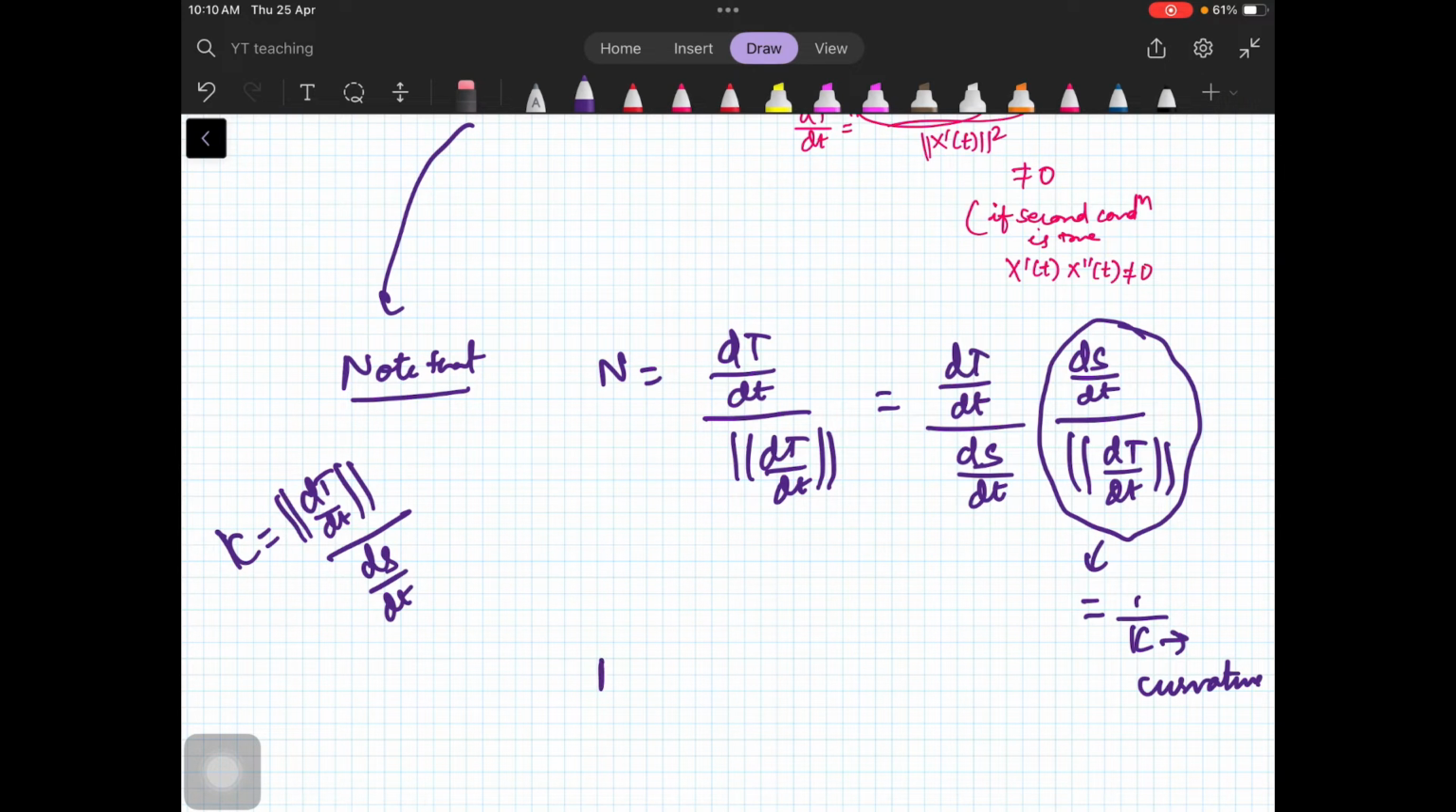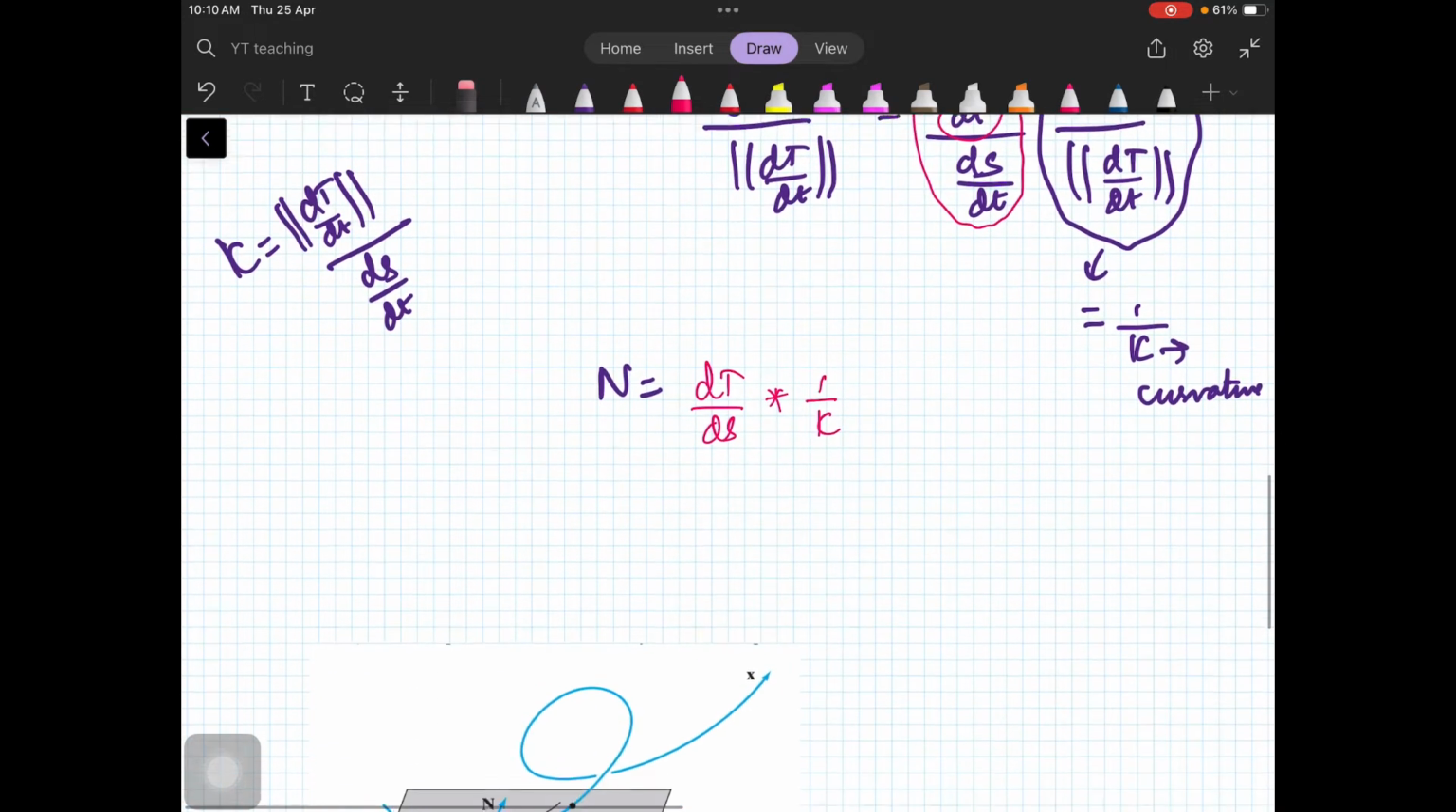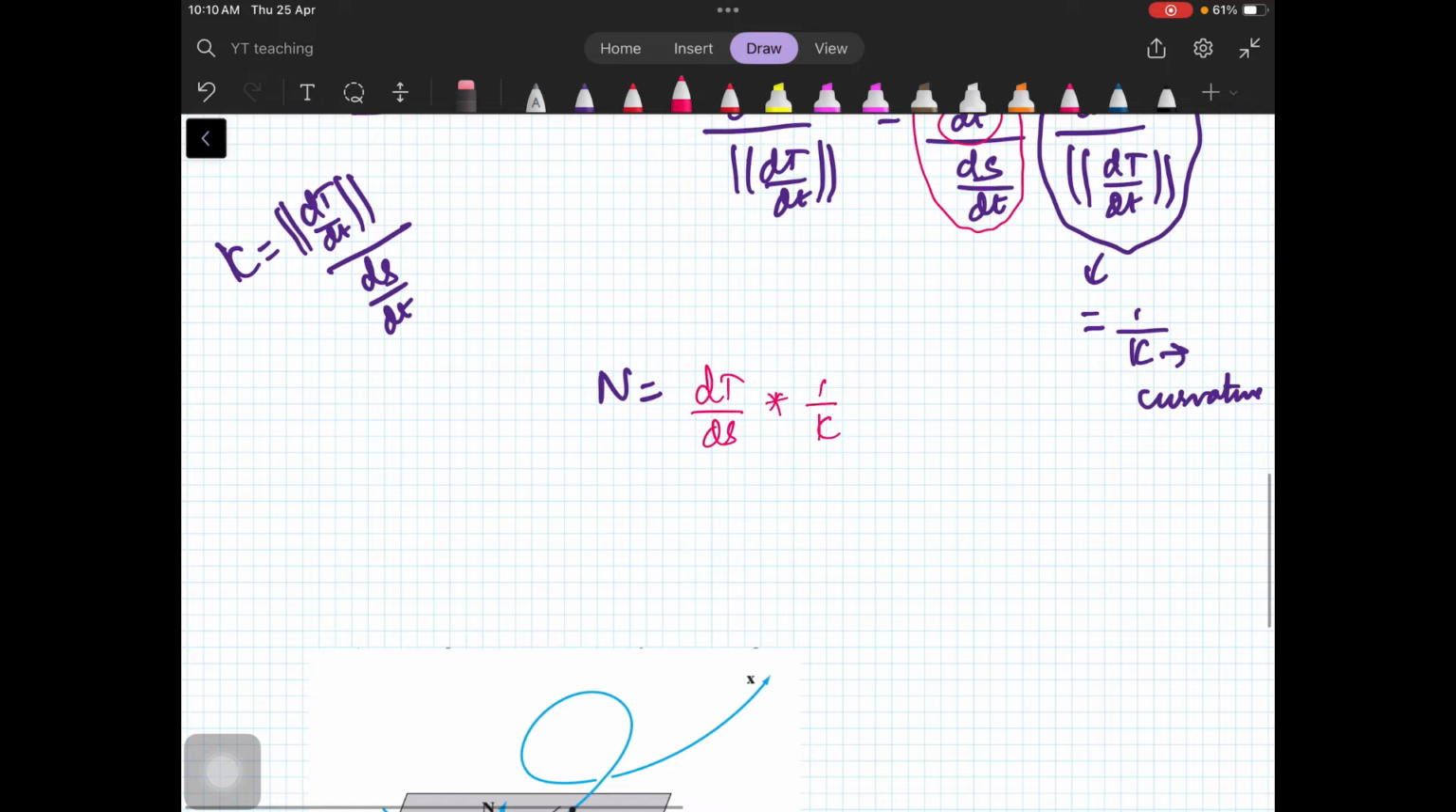So we get N equal to, and if you look at this quantity, use the chain rule. This is dT/dt into dt/ds. So this becomes dT/ds into 1 by kappa. So we have this result that dT/ds equals kappa times the N vector. So this is also a relation between the unit tangent vector and the principal normal vector.